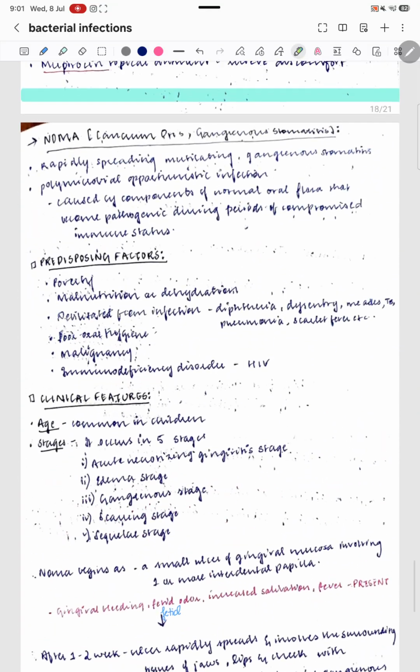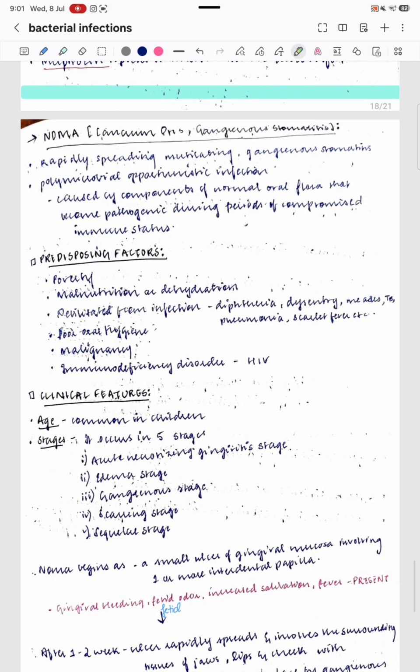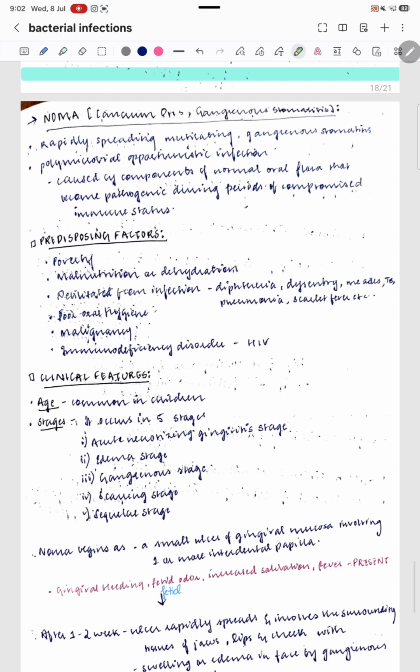Now the next topic is noma. What is noma? Noma is a rapidly spreading gangrenous stomatitis with polymicrobial opportunistic infection. So noma is again a bacterial infection, but it is a type of gangrenous infection. It is polymicrobial and opportunistic, caused by components of the normal flora that become pathogenic during periods of compromised immune status.